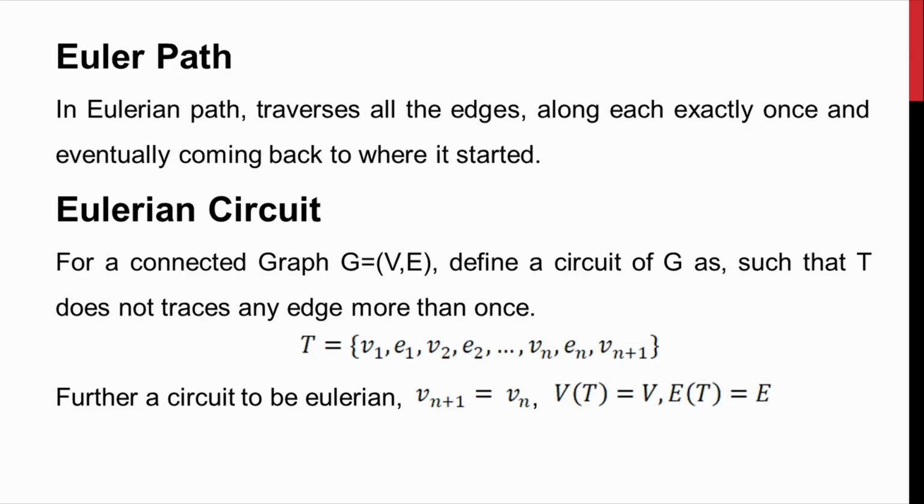So here we have notation. The graph G with the pair of vertex set V and edge set E, and this T is a trace from V1 to Vn plus 1, and in a circuit condition Vn plus 1 is equal to V1, because the starting and ending vertex are the same. So Vt is equal to V and Et is equal to E in the case of Euler circuit.